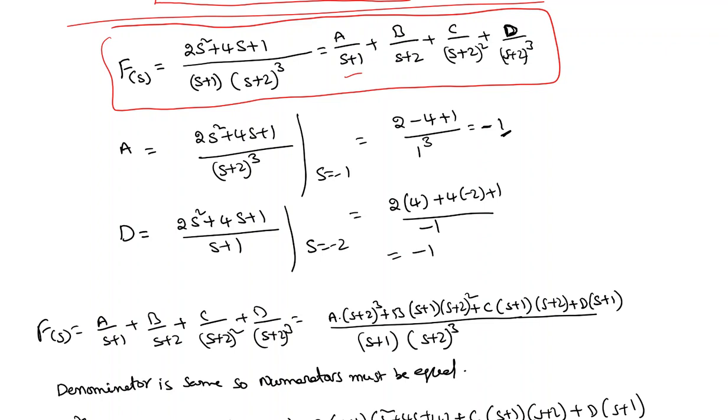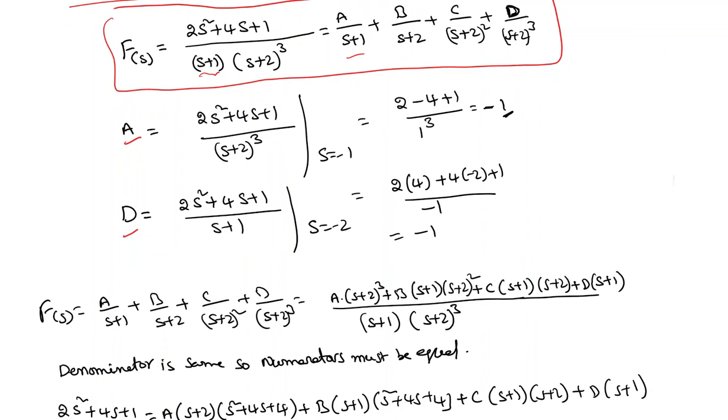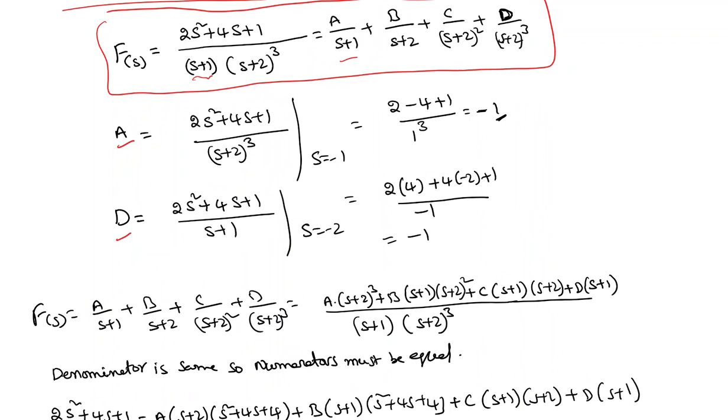So I have 3 repeated poles at s equal to minus 2. Now, as I mentioned, A and D, the first term, I mean s plus 1 and s plus 2 whole cube, those two terms we can find out by using the substitution method. That's what I did. I end up with A equal to 2s square plus 4s plus 1 over s plus 2 whole cube, the whole function except the denominator of A. Now substitute s equal to minus 1, and I end up with A equal to minus 1. For D, 2s square plus 4s plus 1 over s plus 1, substitute s equal to minus 2, and I end up with D equal to minus 1.